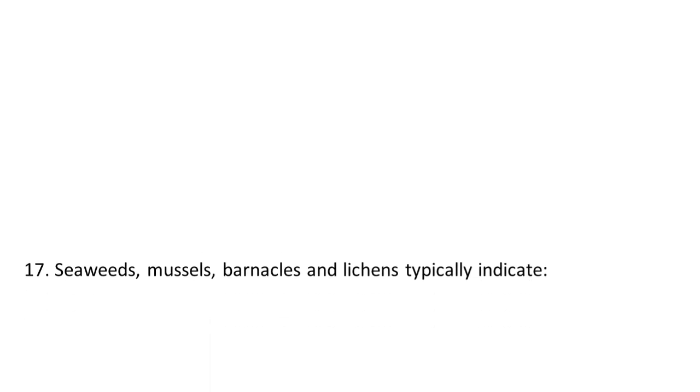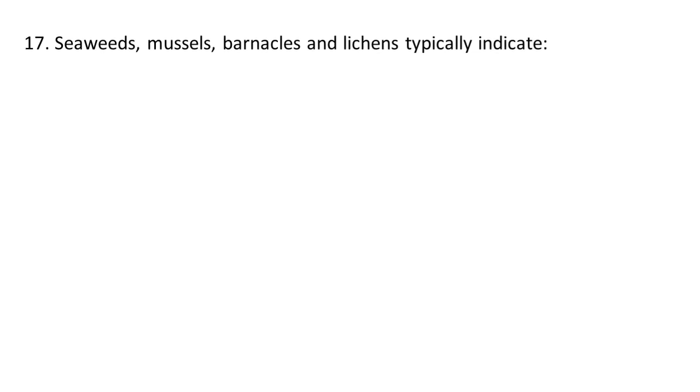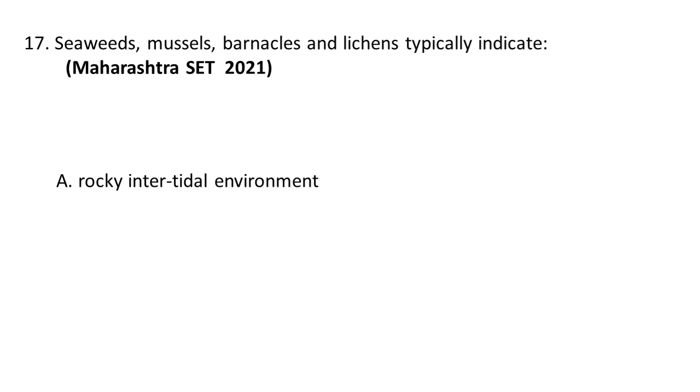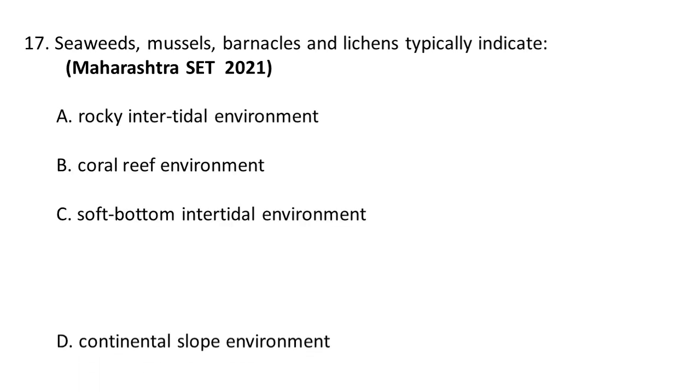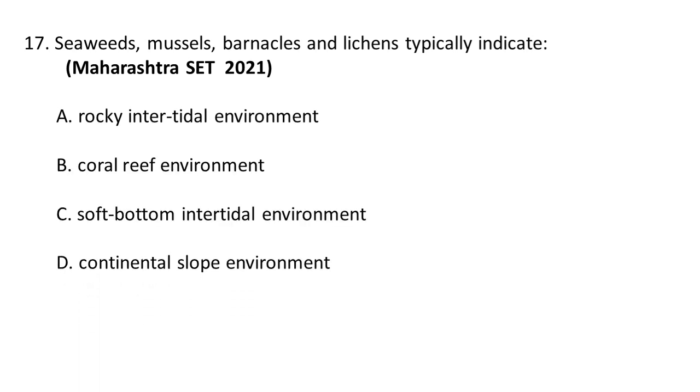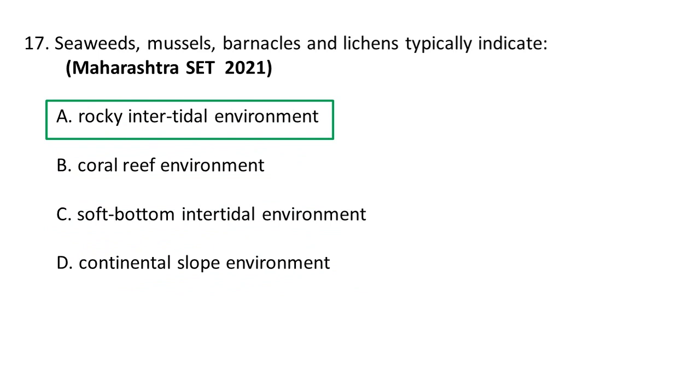Next question. Seaweeds, mussels, barnacles and lichens typically indicate A. rocky intertidal environment, B. coral reef environment, C. soft bottom intertidal environment, and D. continental slope environment. The correct option is A, rocky intertidal environment. Seaweeds, mussels, barnacles and lichens are all organisms that can indicate the health of the rocky shores and the effects of climate change. They indicate the rocky intertidal environment. A is the correct option.